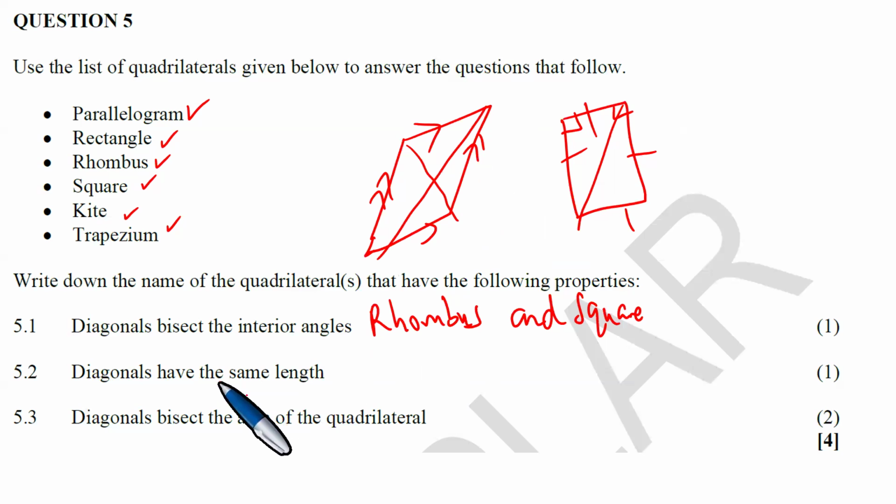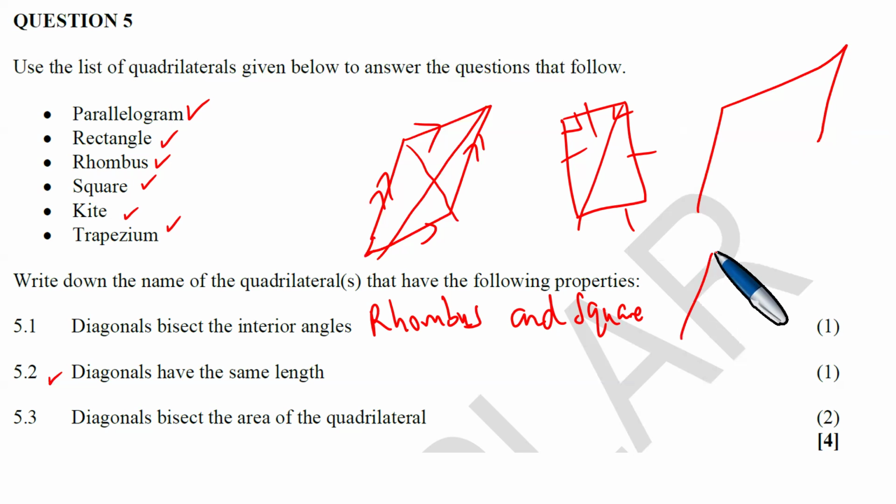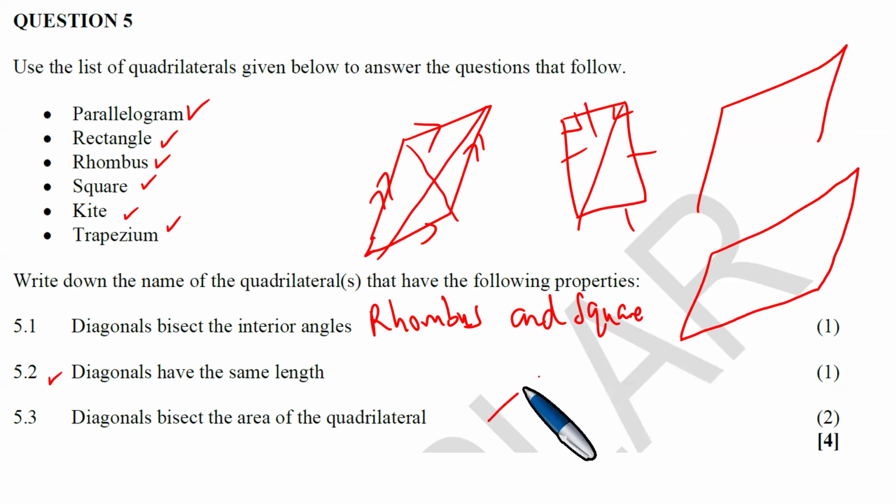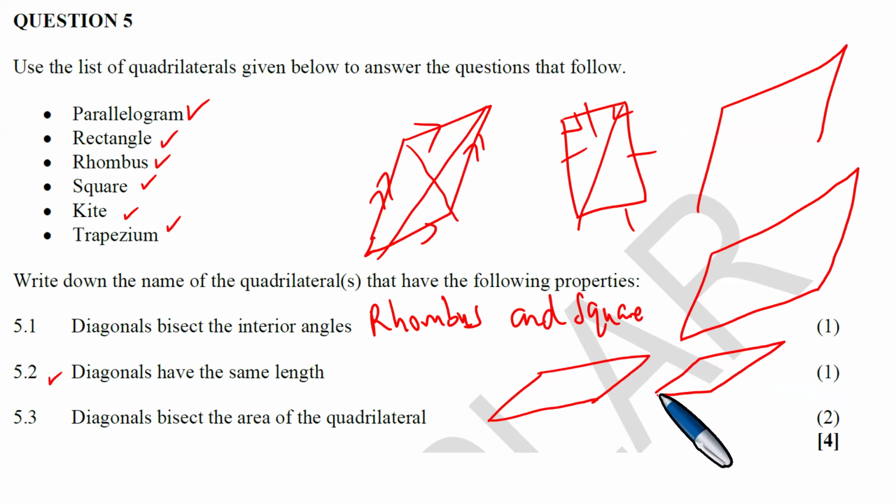The diagonals have the same length. Which one? Parallelogram. Okay, let's look at this one. A parallelogram has opposite sides parallel. I agree. Okay, now we're saying the diagonals have the same length.